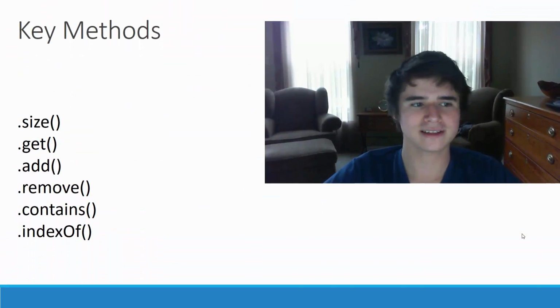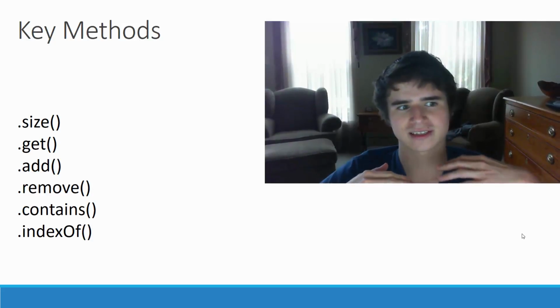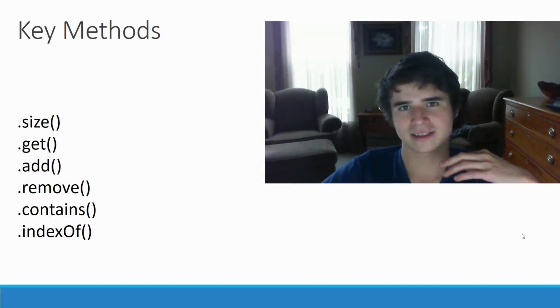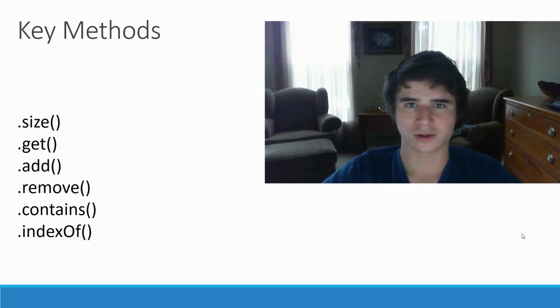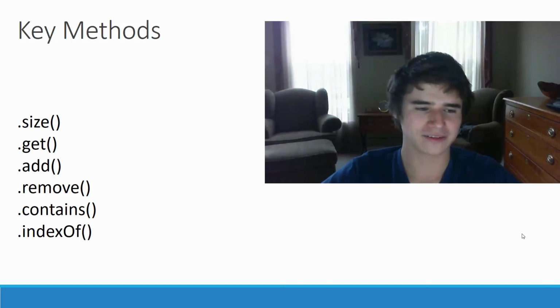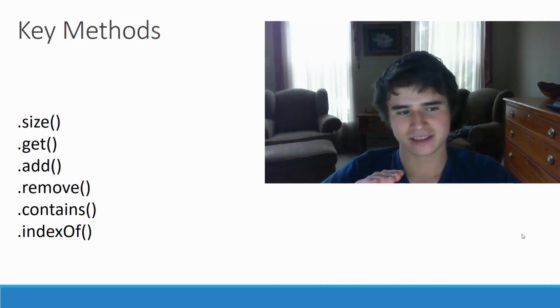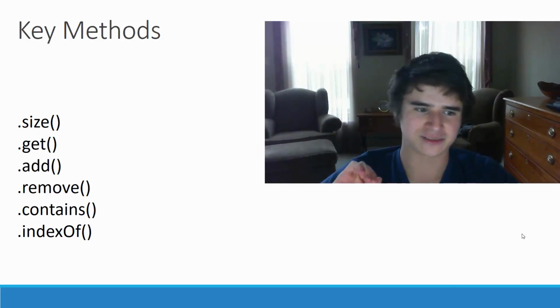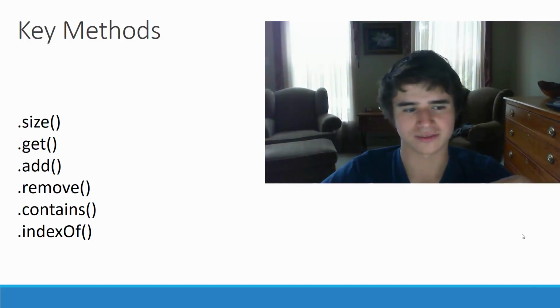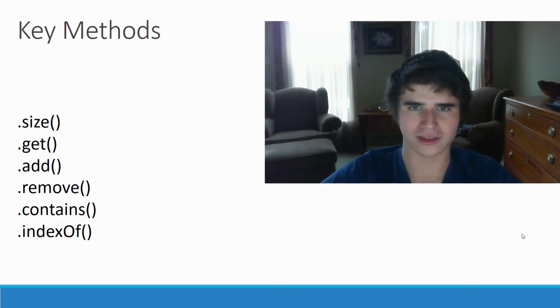Key methods for array lists. We will be using the size method to get the size of the array list. This returns basically the number of elements in the array list, so this is pretty much the equivalent for array list of what the length method was for arrays. The get method will get an index. The add method will add an element to the array list. The remove method will remove an element from the array list. The contains method is used to search the array list and check if it contains a certain value, and the indexOf method will return the first index of a certain search parameter. So we'll get into all that now.